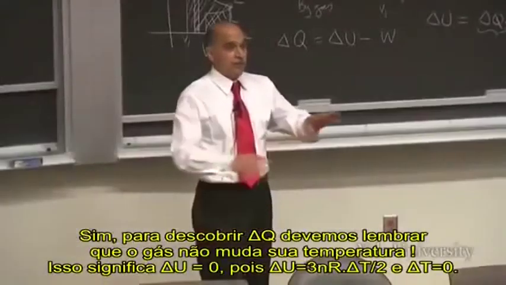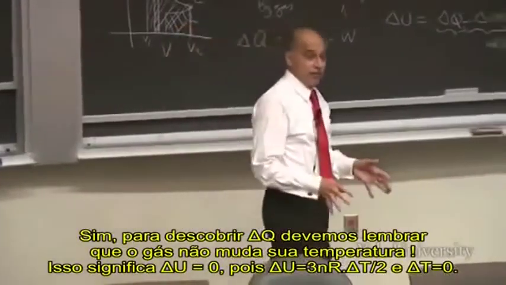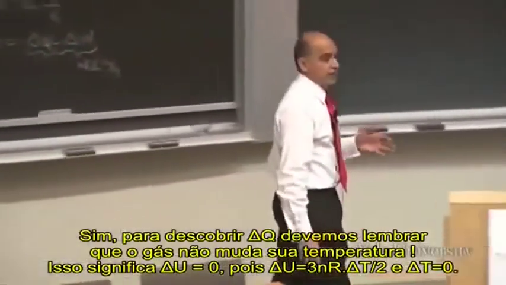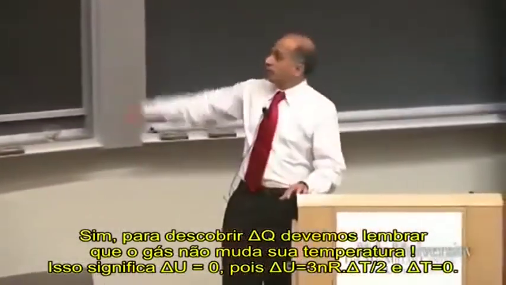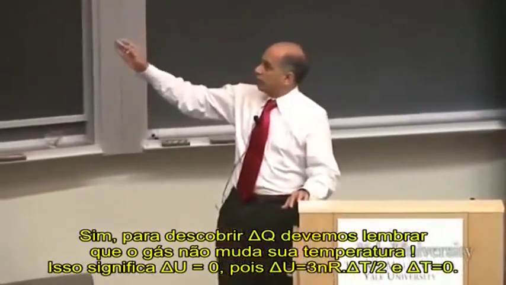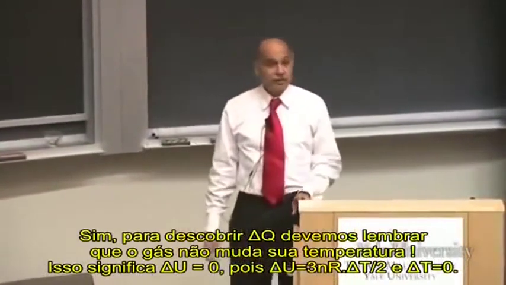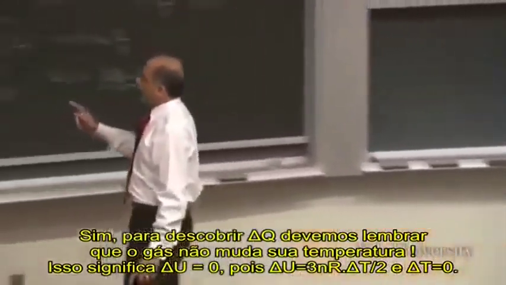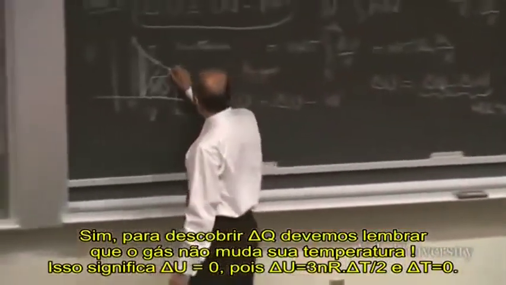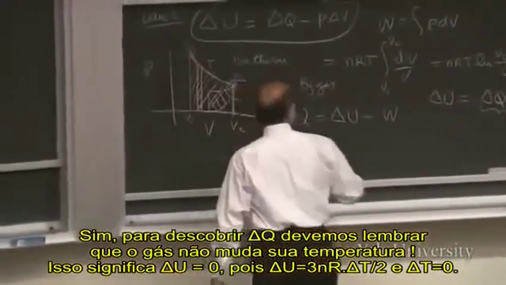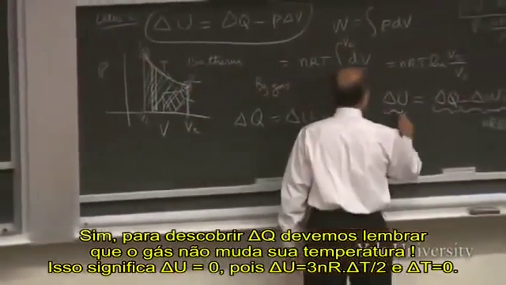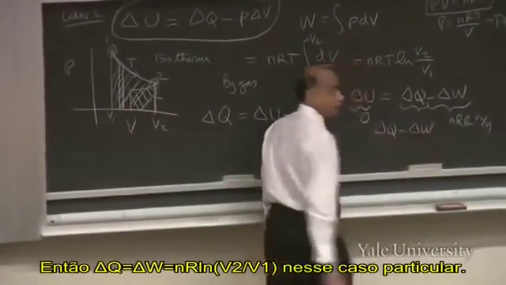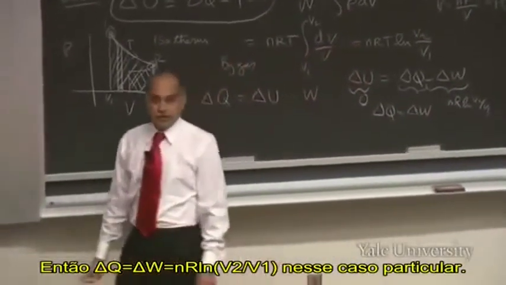Yes. This is a fact that people do not constantly remember, but you must. This gas did not change its temperature. Go back to the equation, U equals 3/2 nRT or something. T doesn't change, U doesn't change. That means the initial internal energy and final internal energy are the same, because initial temperature and final temperature are the same. So this has to be 0. That means delta Q is the same as delta W in this particular case.